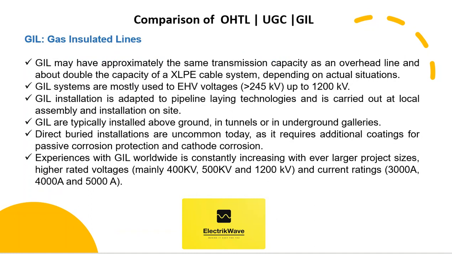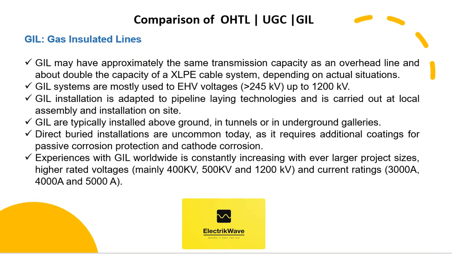GIL may have approximately the same transmission capacity as an overhead line and about double the capacity of an XLPE cable system, depending on actual situations. GIL systems are mostly used for EHV voltages, greater than 245 kV, up to 1200 kV. GIL installation is adapted to pipeline laying technologies, and is carried out by local assembly and installation on site. GIL are typically installed above ground, in tunnels or in underground galleries.